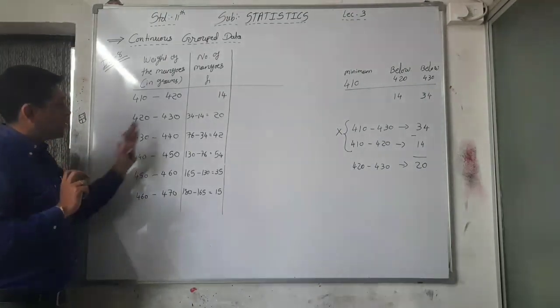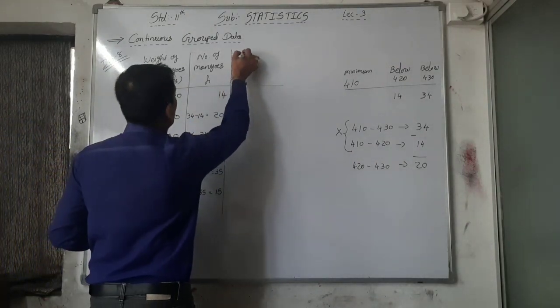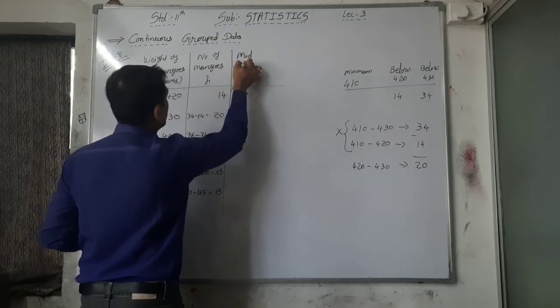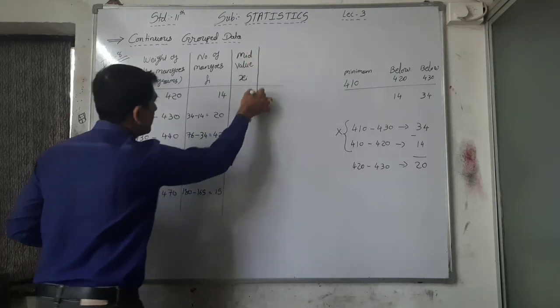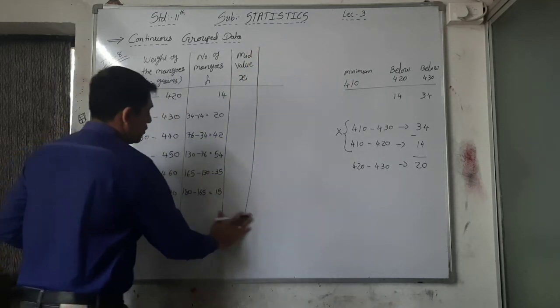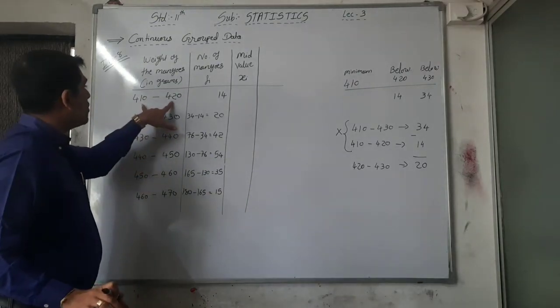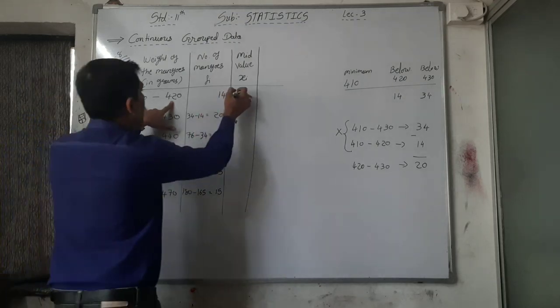Okay, now this is the frequency. Now what do we have to find out? The mid value. We have only Fi. Now we have to find out the mid value, that is Xi. How do we find the mid value? We just add lower class limit plus upper class limit, divided by 2. That is 415.